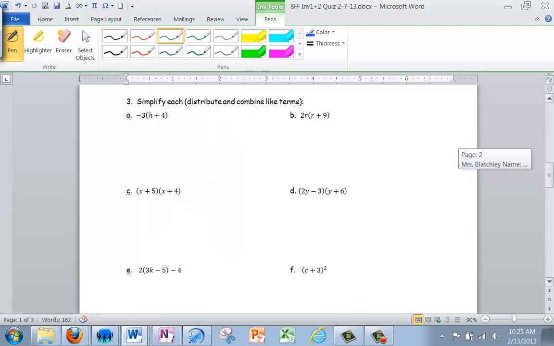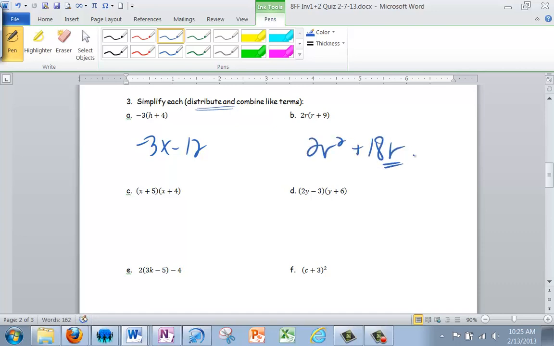Okay, simplify each. I'm just going to give you the correct answers, and you can check in and see if you need any help with these. Let me know. I was surprised by the number of you that had difficulty with this section. So look at that really carefully. Make sure that you can distribute, because I'm a little bit concerned that this was hard. 3A is negative 3x minus 12. 3B is 2r squared plus 18r. A lot of you forgot the r here.